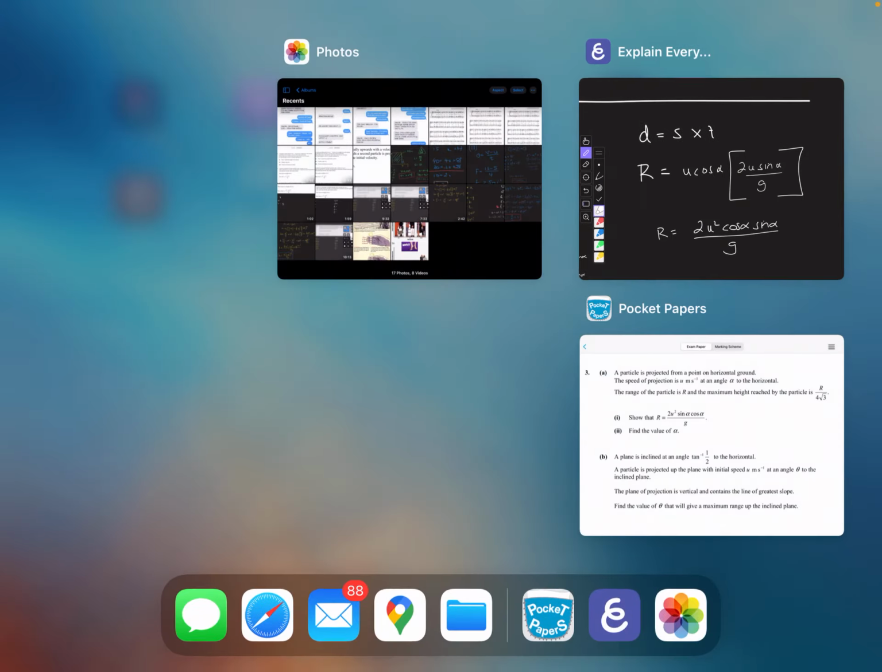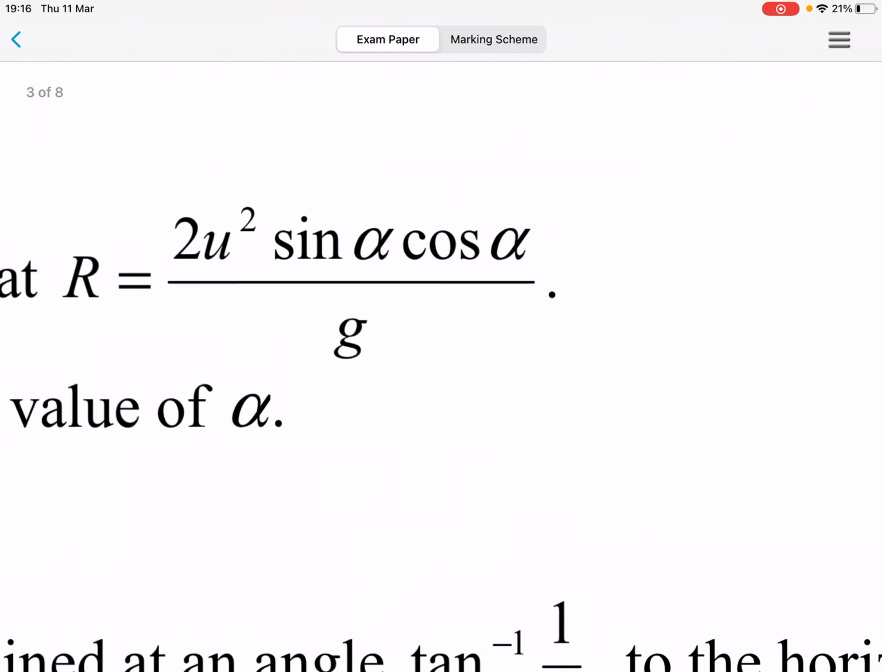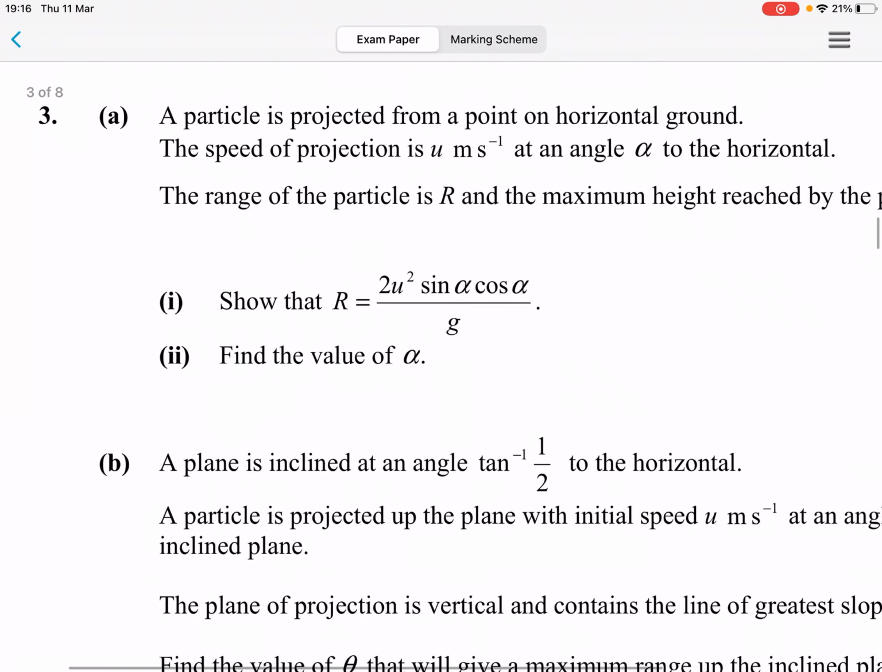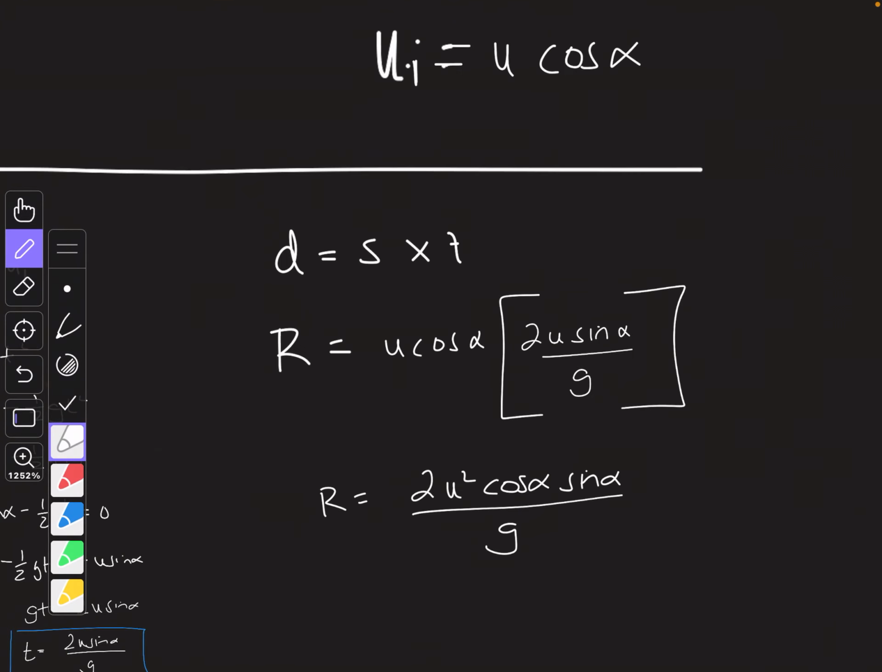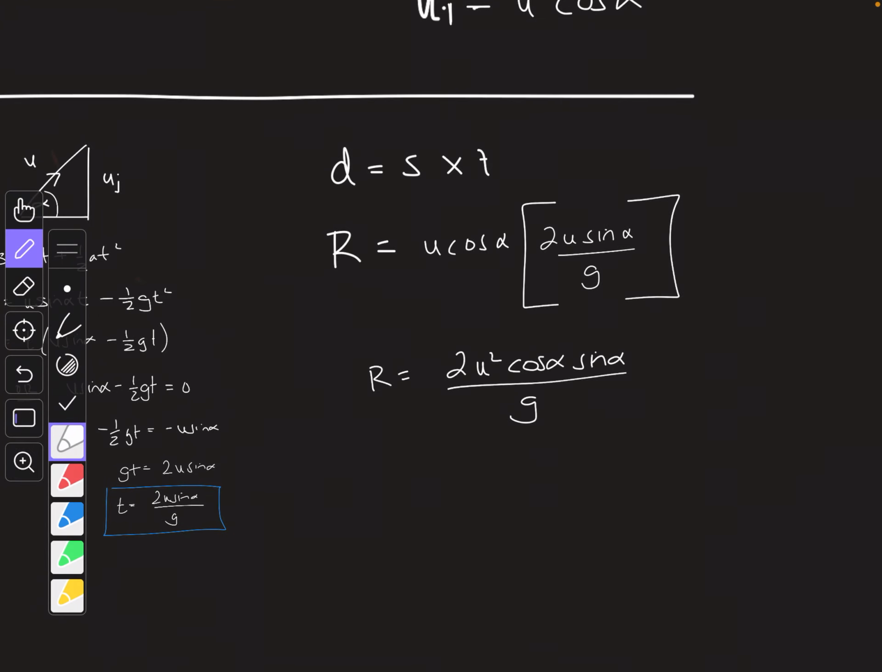Now let's just go back to the question. Hey, that's exactly what they wanted. And we're done. So that's part 1 done. Hey, happy days. So now part 2. They ask us to find the value of alpha.